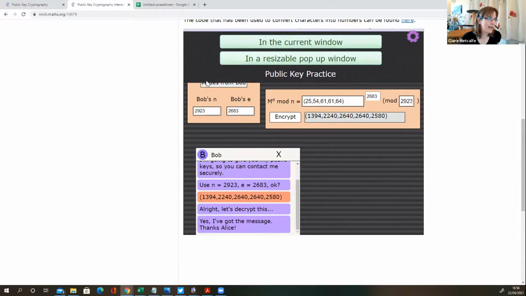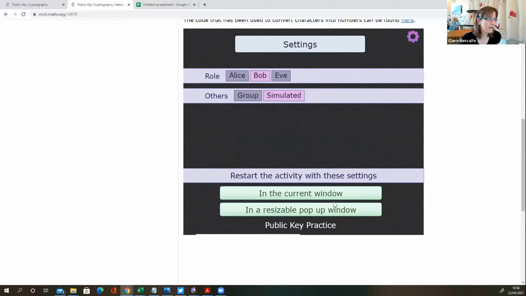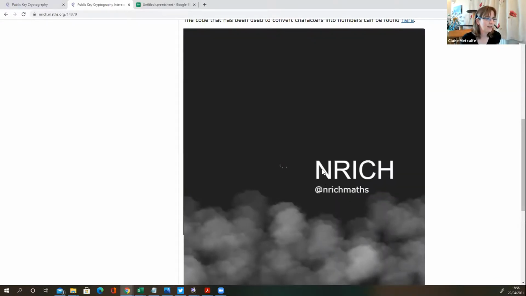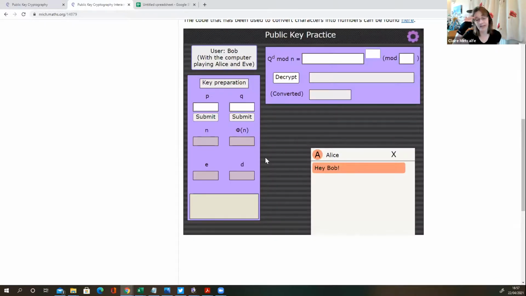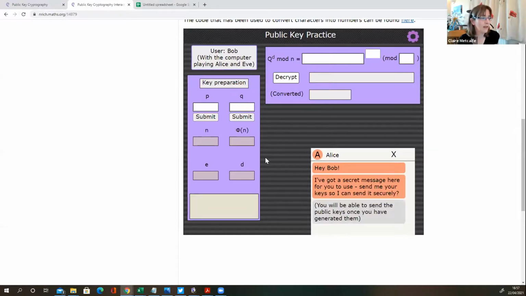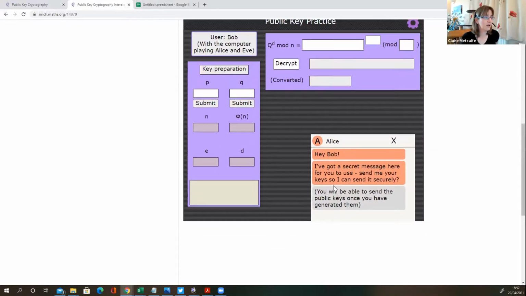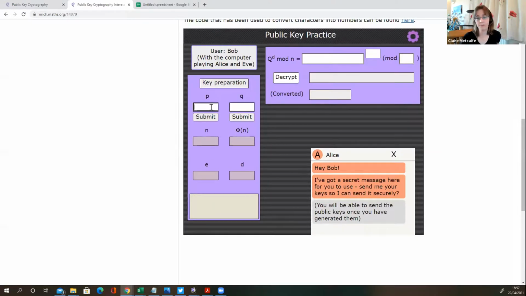If you want to play as Bob, there is a little more to do. You have to actually work out the values. So you have to pick some primes. This is all explained in the article. And then you can send a code to Alice. Alice will send you something back, and then you can decrypt it.